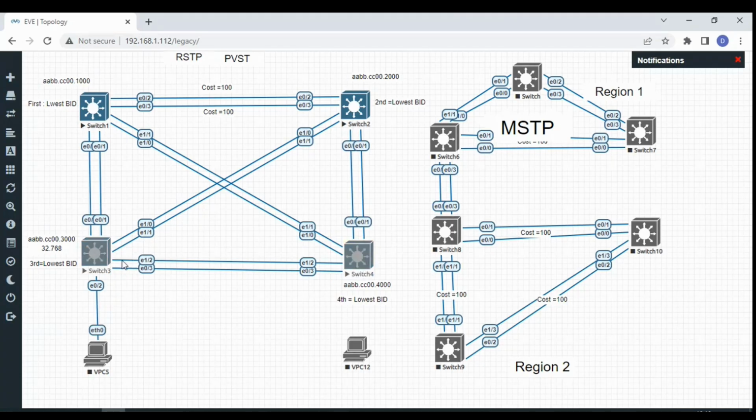E1/2. This interface is close to this, and from this interface to this interface, and that's the reason it became a designated port. So I hope you understand the designated port. Is there any doubt about the designated port? Please ask me, so I can clear it right now. Do we have any question about forming the designated port, guys? Please let me know.